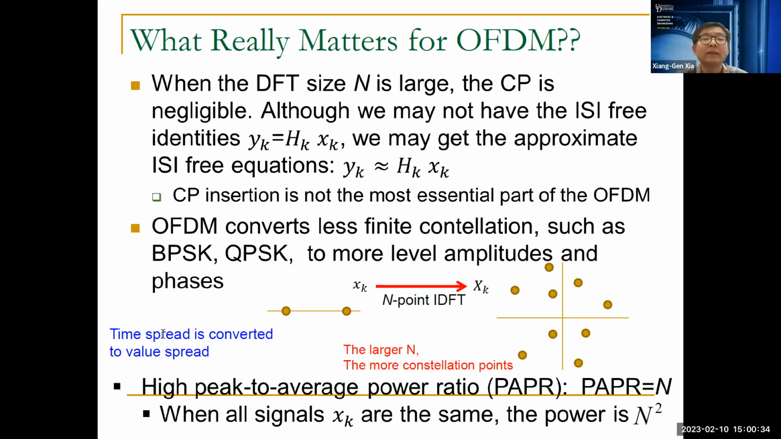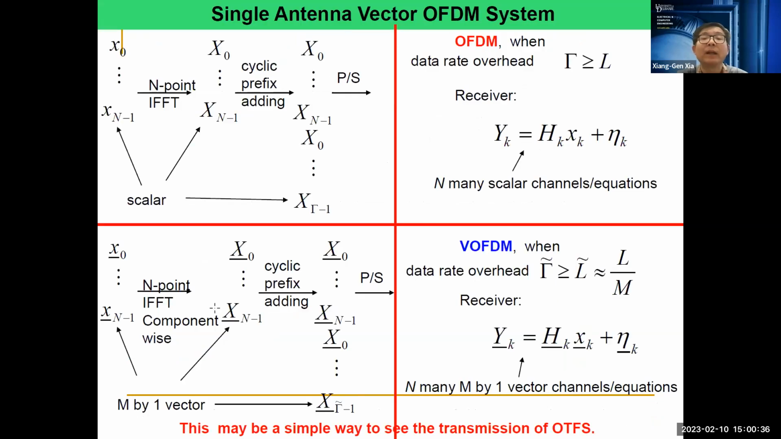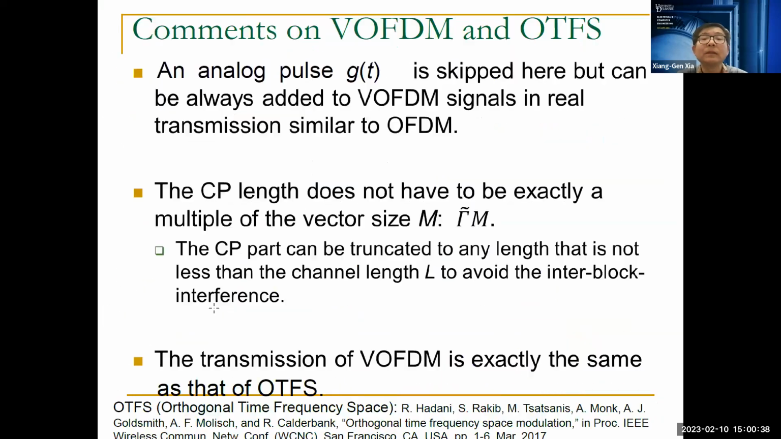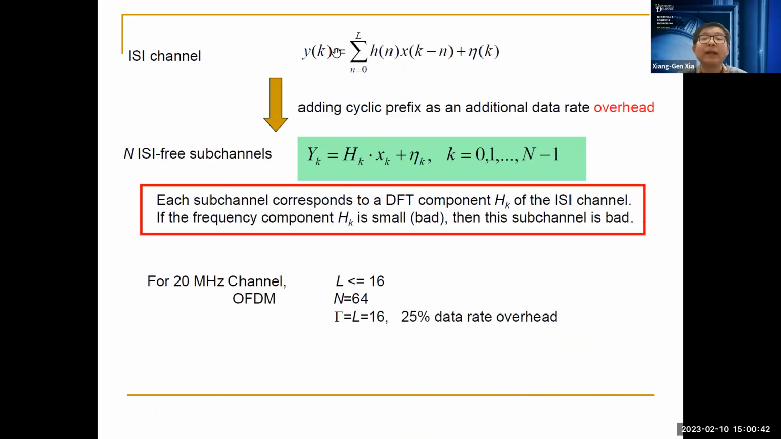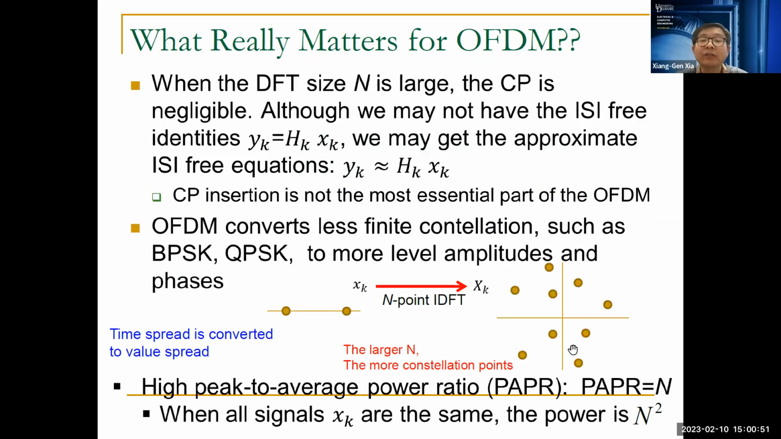It converts time spread, like the time spread here, let's see. Oops, let's go back, sorry. Now, this is called a time spread, right? Convert this time spread to value spread in the transmission. The value spread is what you transmit in the time domain, capital X_k. This is after the N-point IFFT, okay?